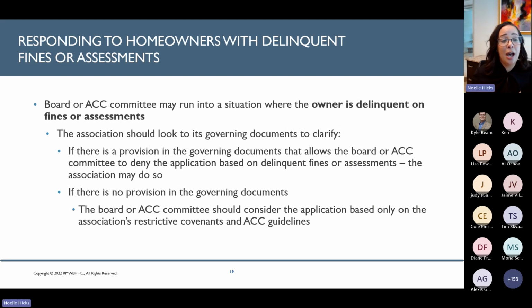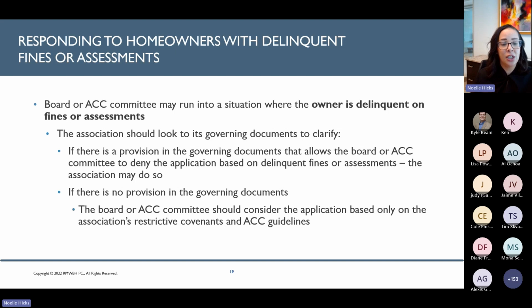All right, so our next topic is, how do we respond to a homeowner with delinquent fines or assessments? And this can be a tricky situation, right? Associations or the ACC committee might run into a situation where a homeowner is attempting to submit an application for some sort of modification or improvement, but they are delinquent in payment of assessments or fines. We get this question a lot.